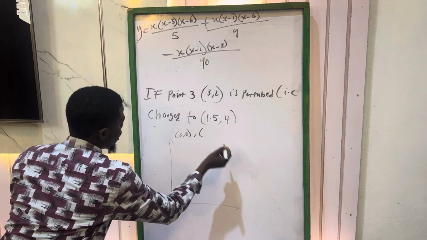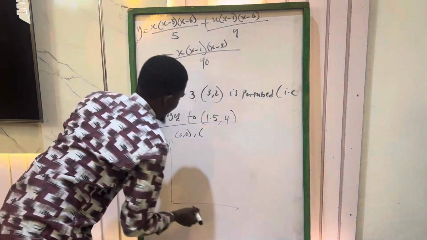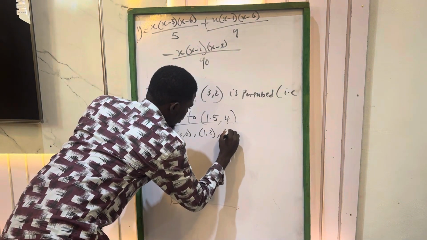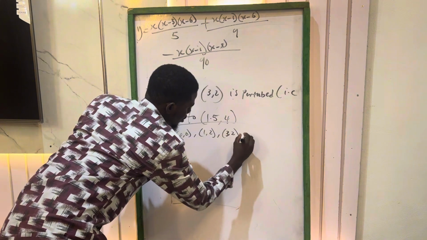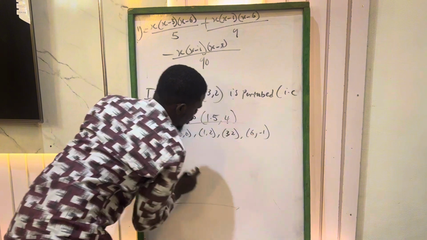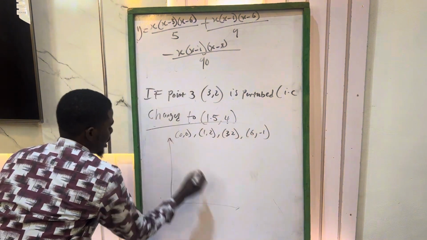We have the next point, that is from the previous question. We have 1 comma 2. Then we have 3 comma 2, and we have 6 comma minus 1. So this was from the previous question. So let us now try to plot a rough sketch of the graph that is going to result from this.